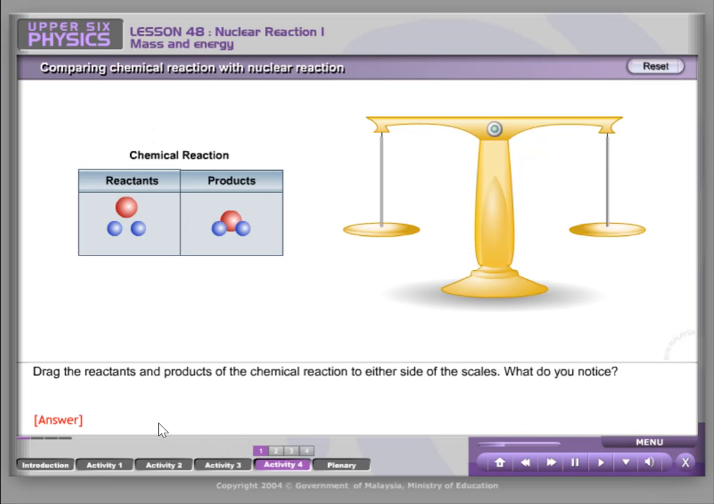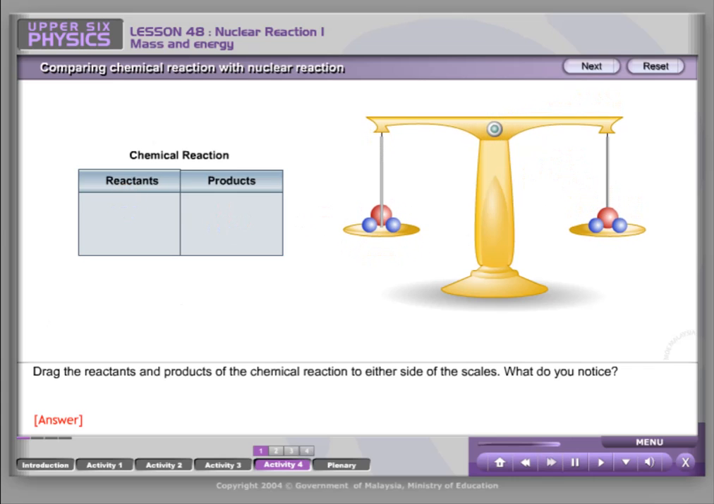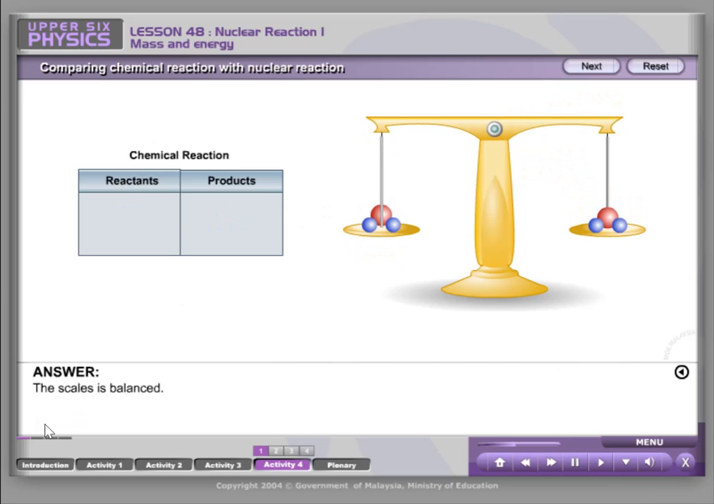Drag the reactants and products of the chemical reaction to either side of the scales. What do you notice? Answer: the scales is balanced.